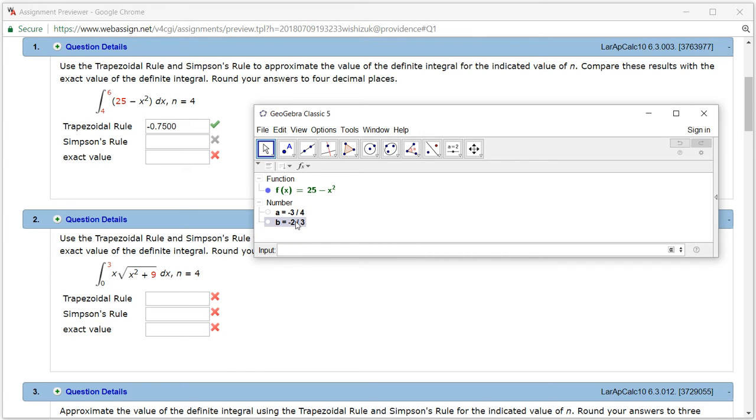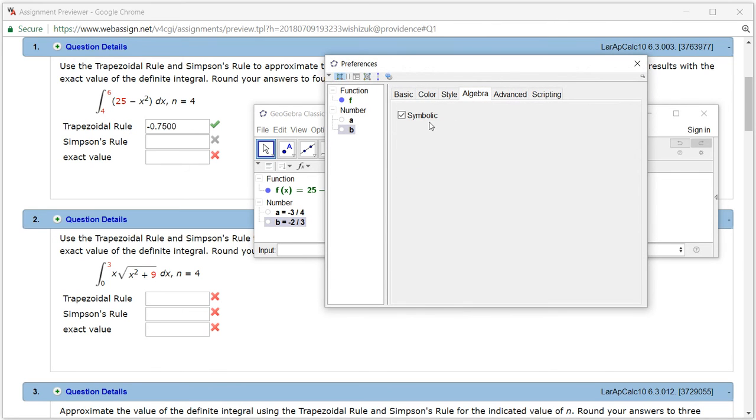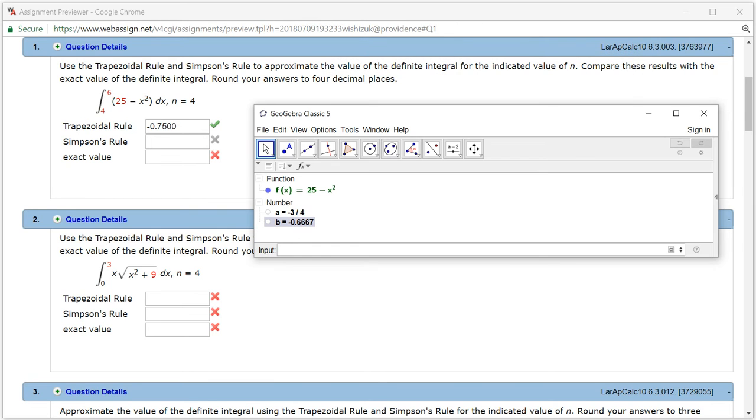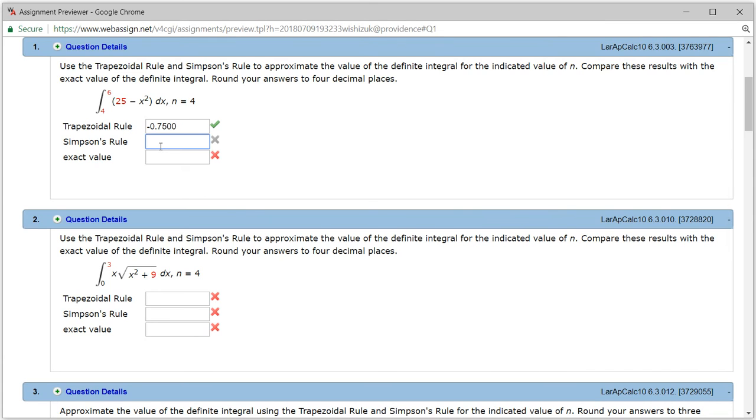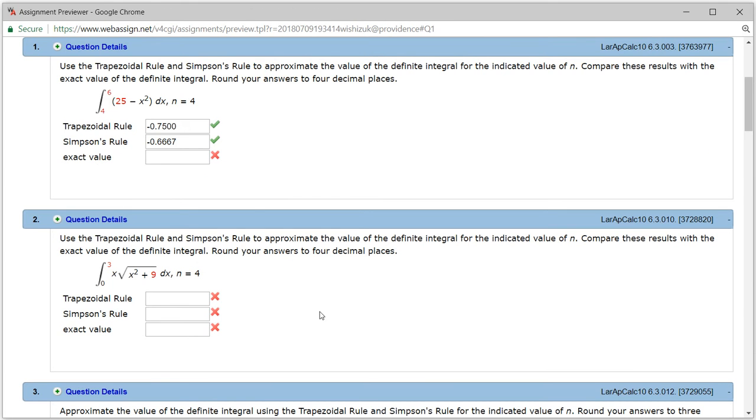We got -2/3, so in decimal notation it's -0.6667. I'm going to put -0.6667 and check the answer. Submit for testing. It came back and looks like we got Simpson's rule correctly as well.